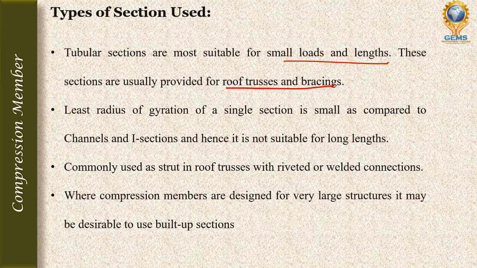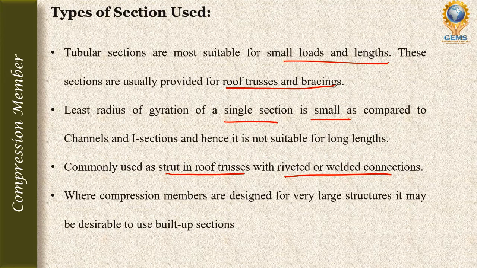If you take the single angle sections, they have a smaller radius of gyration when compared to the channel and the I section. Hence they are not suitable for long lengths. For long lengths, we will use channel sections or I sections, mostly channel sections as the compression members. These angle sections are commonly used as struts in roof trusses with riveted or welded connections.